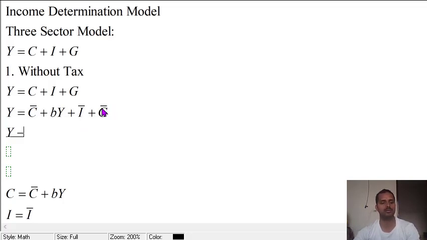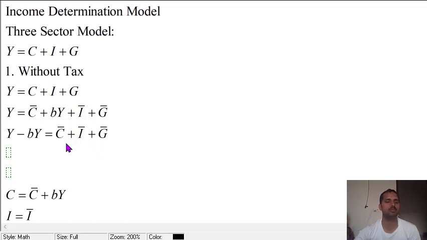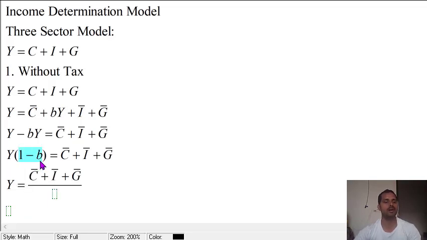Y minus bY is written because when bY changes side, its sign changes. Now we are left with C bar, that is autonomous consumption, and autonomous investment and government spending. If you take Y as common, then in the bracket you can write 1 minus b, and on the right hand side other things remain the same. Now if you solve for Y, you simply get (C bar + I bar + G bar) divided by 1 minus b. This is your equilibrium level of national income.